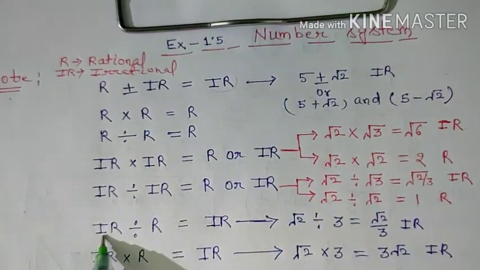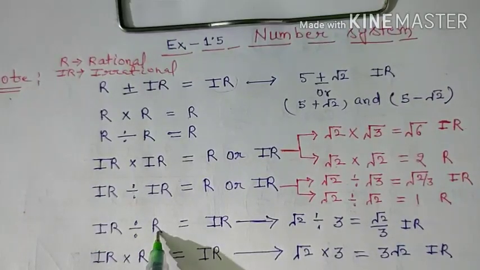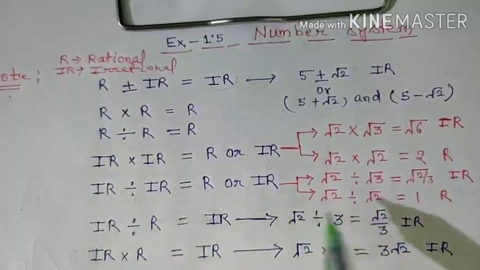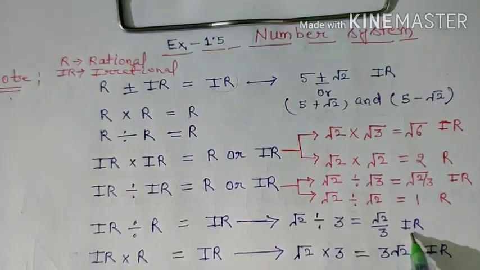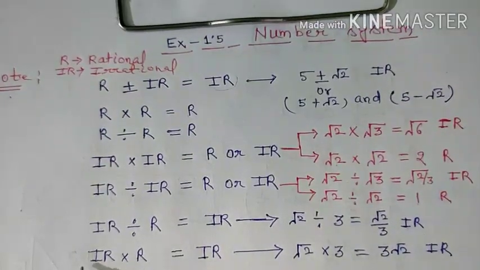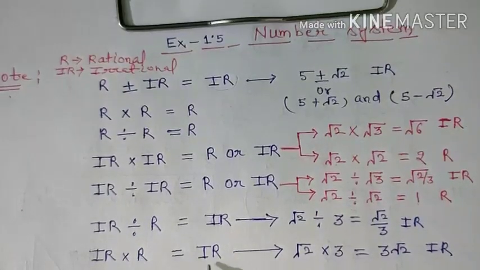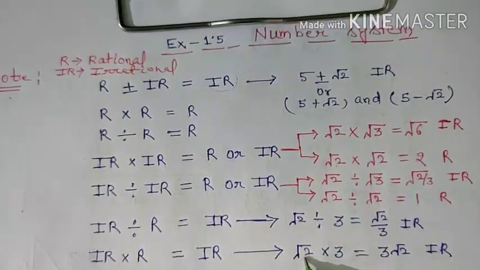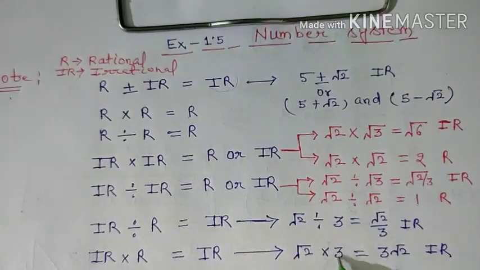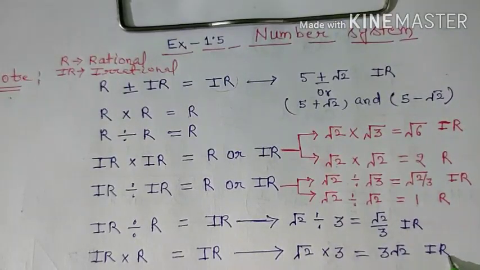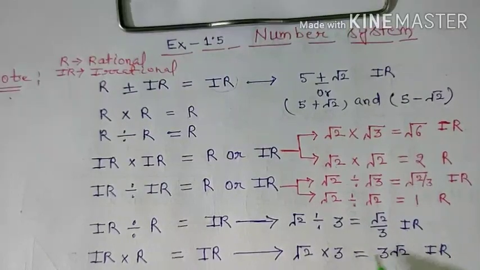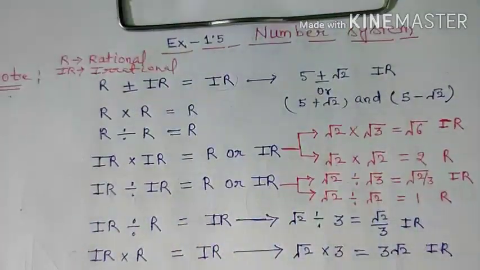Similarly, one more rule, irrational divide rational is equal to irrational. Why? If I divide root 2 with 3, then I'll be getting root 2 upon 3, which is an irrational number. Similarly, if I multiply irrational with rational, I'll be getting an irrational number. Example, root 2 multiply 3 will give you 3 root 2, which is an irrational number. This is an irrational number whenever we are multiplying a rational number with an irrational number. Just remember this. These are very important rules.